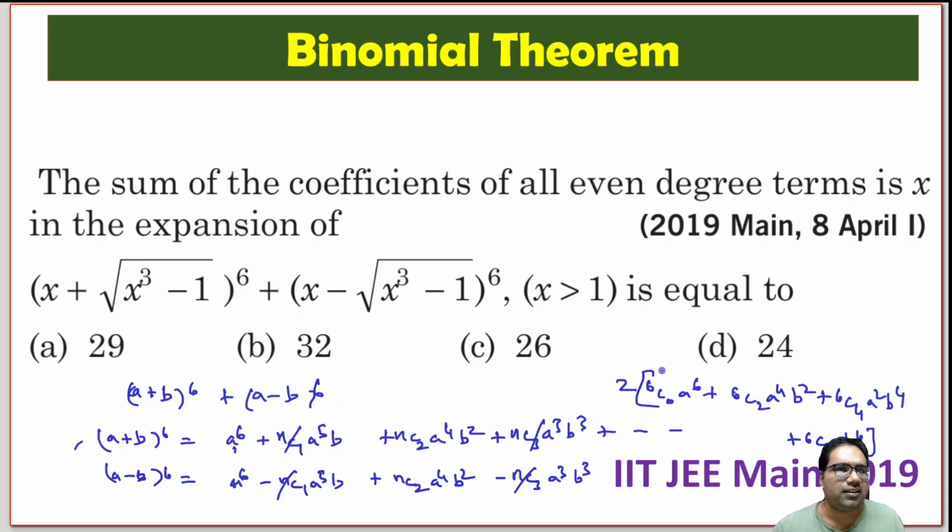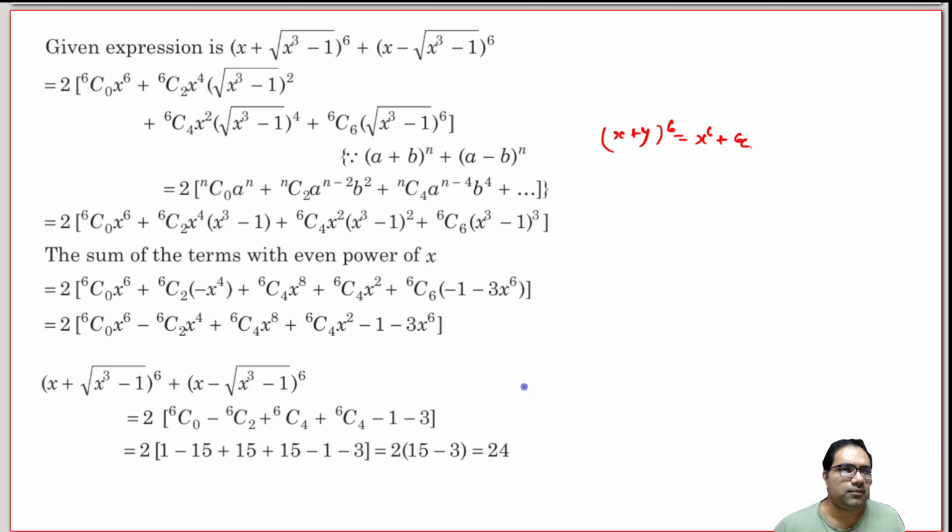Now what is a here? a is x here. And what is b? b is the square root of x^3 − 1. Let us substitute both of these and simplify. We'll be left with 6C0 a^6 and 6C2 a^4 b^2. What is b? Square root of x^3 − 1, so the square of this will be x^3 − 1. So 6C2 x^4 (x^3 − 1).